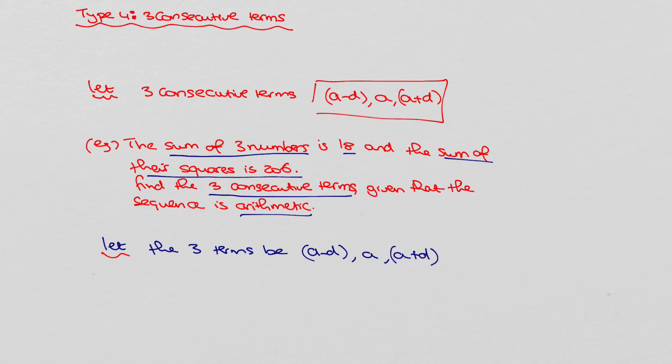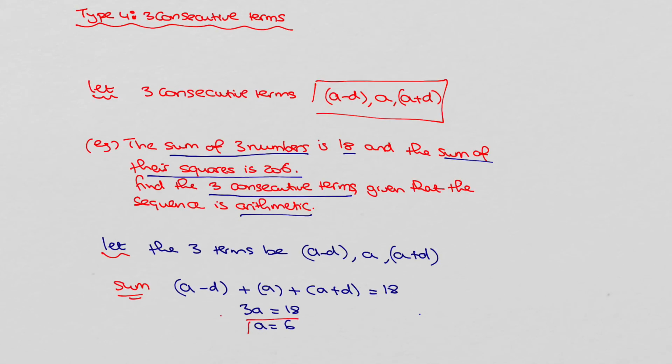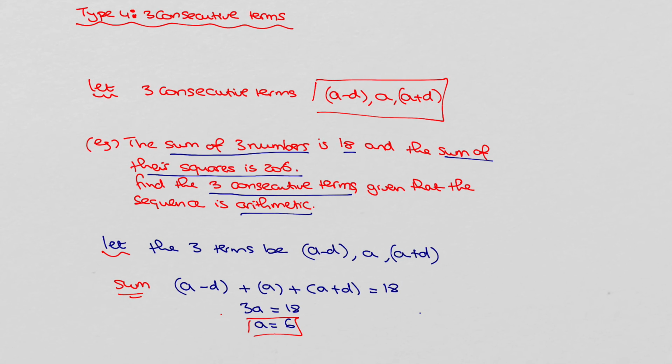So that means if I look at their sum, if I add the 3 terms, so a minus d plus a plus d, then their sum we know is 18. So that gives me 3a is equal to 18, and therefore a is 6. So a is 6.